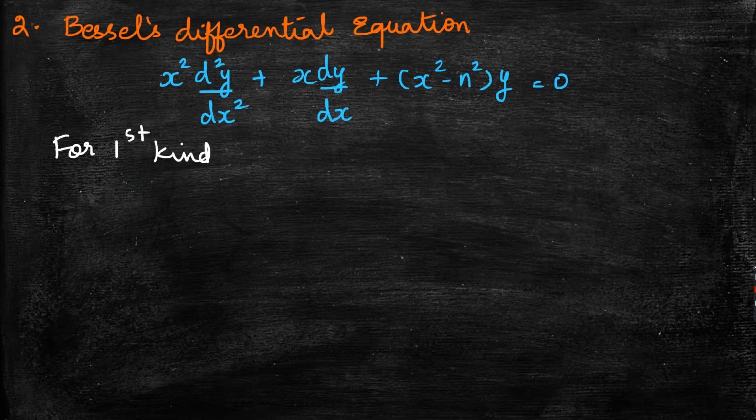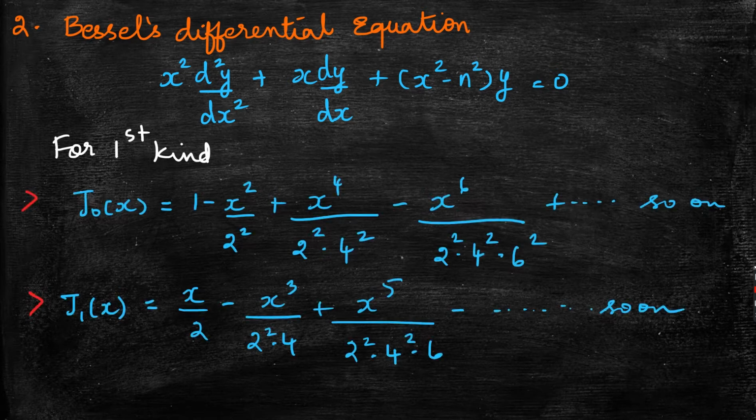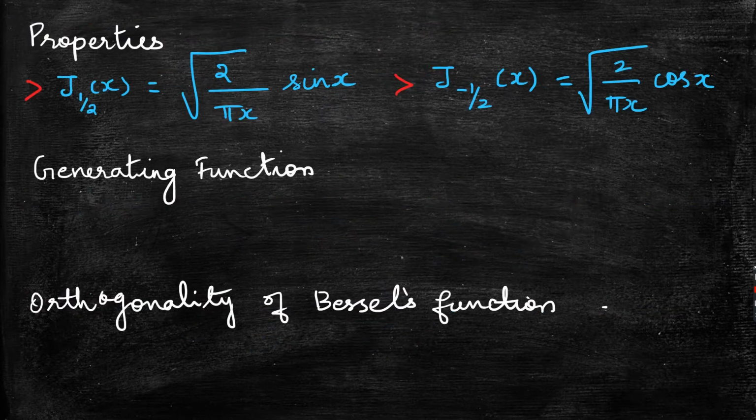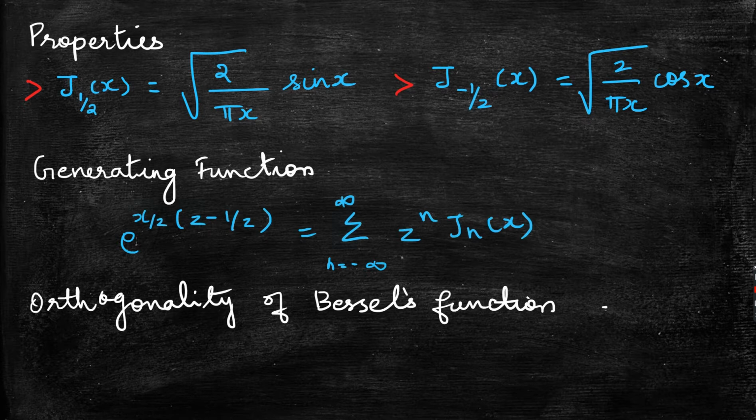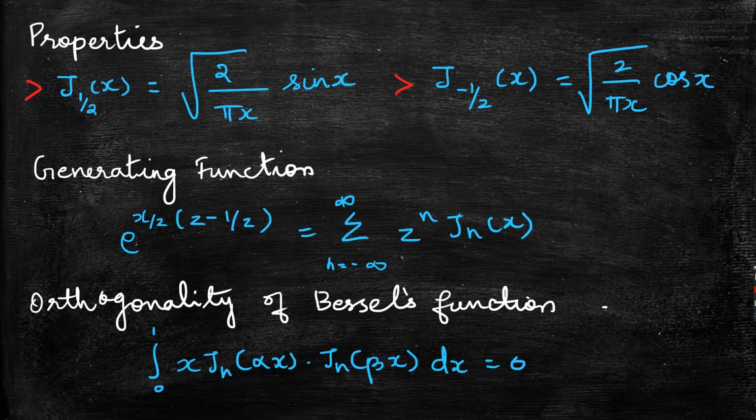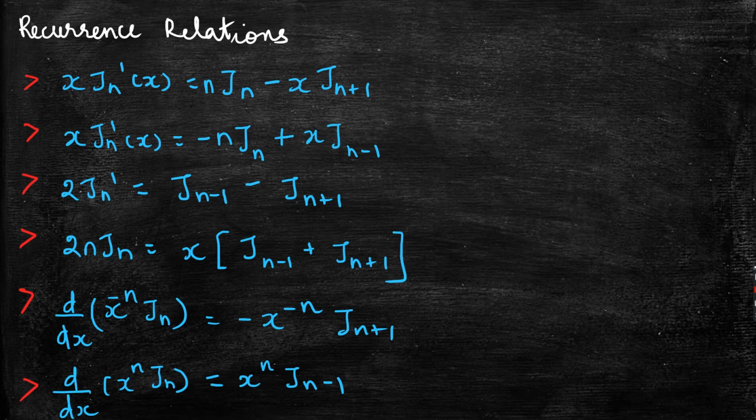So this is the second special function, which is the Bessel's differential equation, which is given by this form. And for the first kind, the solution is given as this. Here J0(x) and J1(x) are these Bessel functions, and these are the properties of the Bessel function, and the generating function is of this form, and orthogonality is given as this. We know that orthogonality will always be equal to 0, and these are some of the properties of recurrence relations of our Bessel special function.